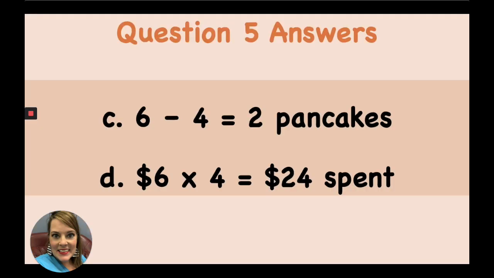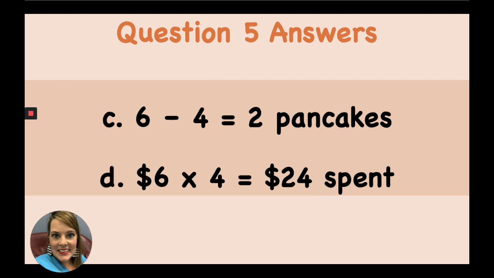Okay, let's look at how I solve C and D. In C, Emma ate 6 pancakes and Denver ate 4 less than her. I know that I need to subtract. 6 minus 4 equals 2 pancakes, which means that Denver only ate 2 pancakes. You should not have circled C because this is not 6 times 4 equals 24, which is what you're looking for.